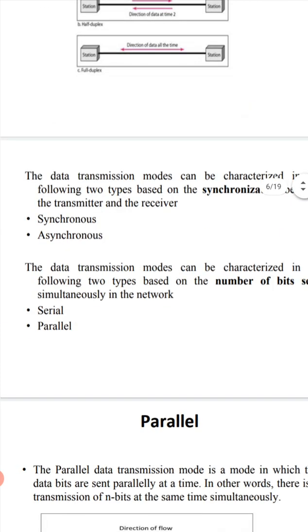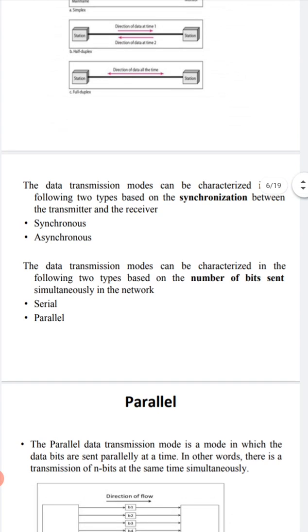Then the data transmission mode can be categorized into two types based on the synchronization between the transmitter and the receiver. One is synchronous, another one is asynchronous. So mainly there are two types based on the synchronization. But one more method is there, that is isochronous. But normally, mainly synchronous and asynchronous.